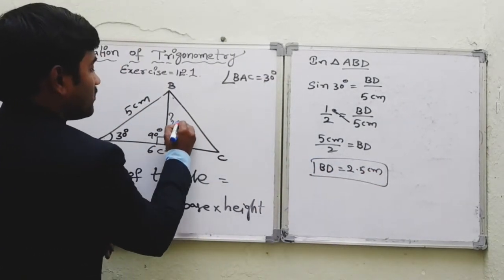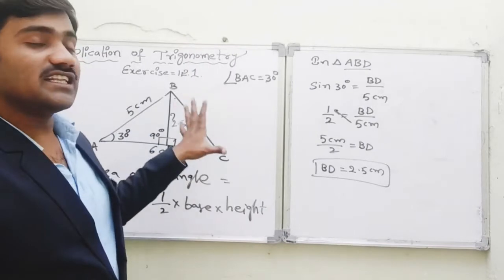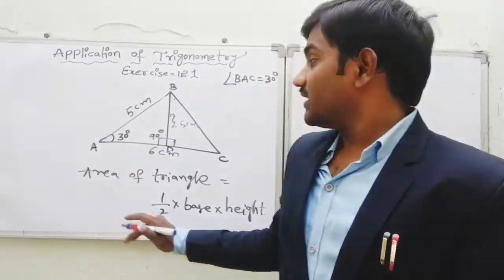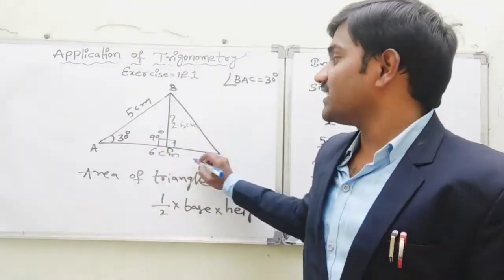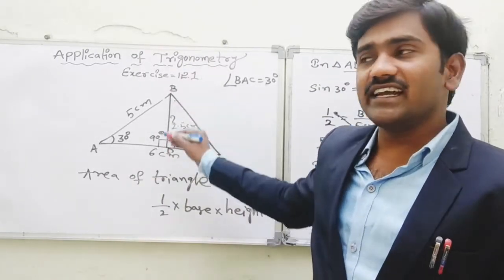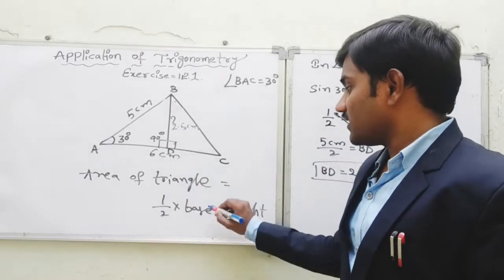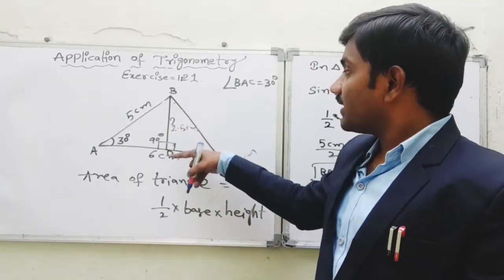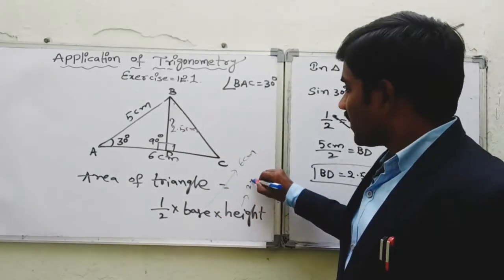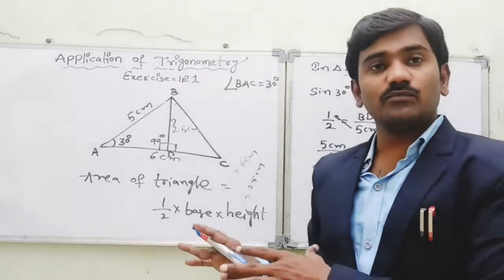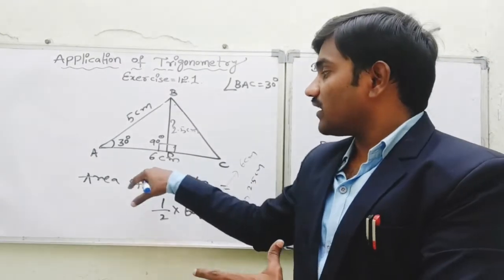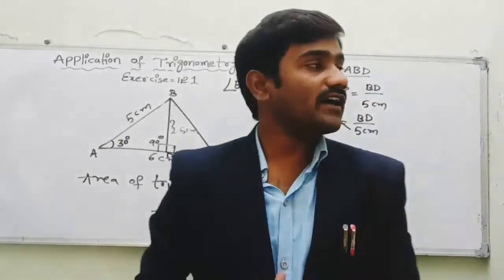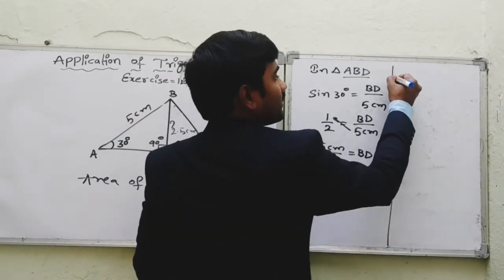That is 2.5 centimeter. Now in triangle ABC, the base is AC and the perpendicular line height is 2.5. That means base we got 6 centimeter and here the height we got 2.5 centimeters. Let us substitute this base and height in this formula to find out the area of the triangle.